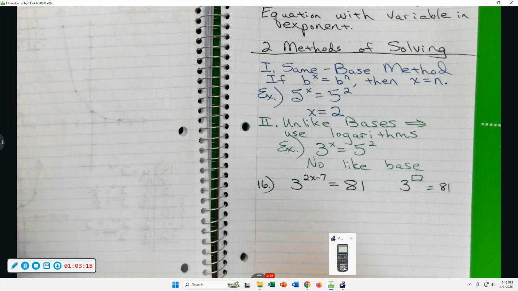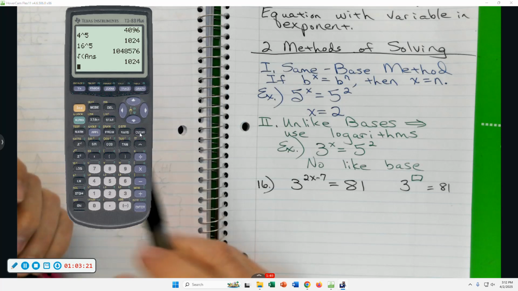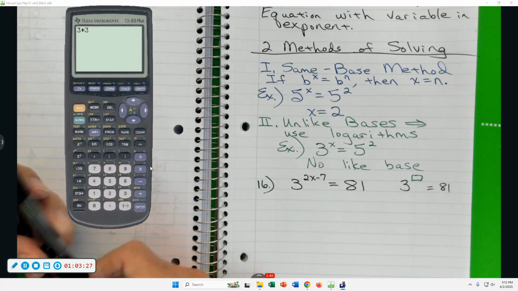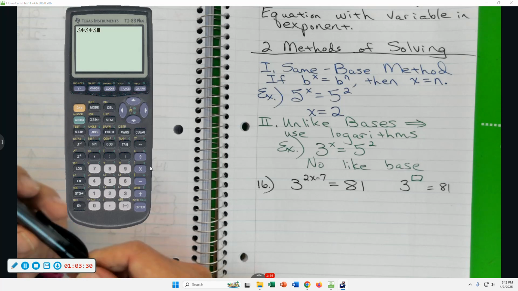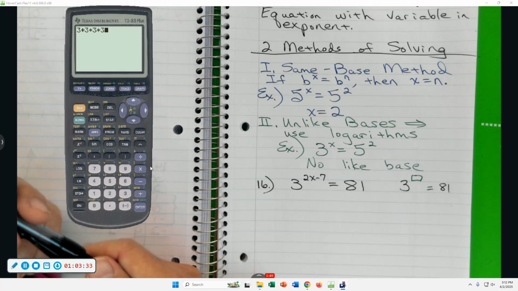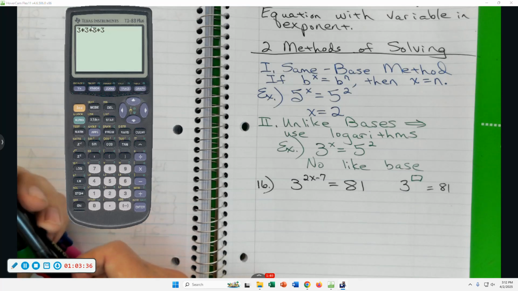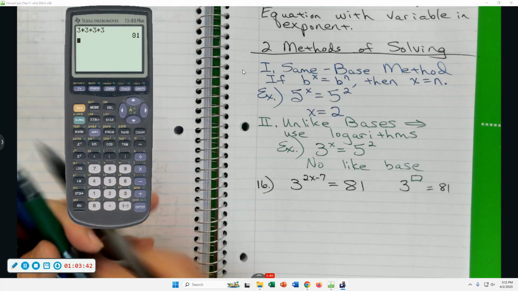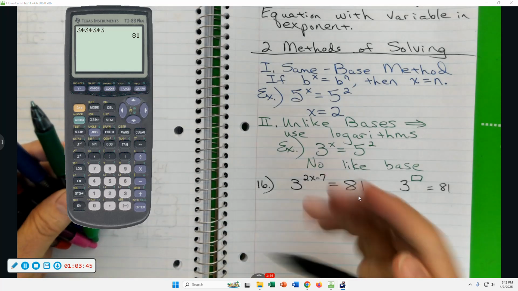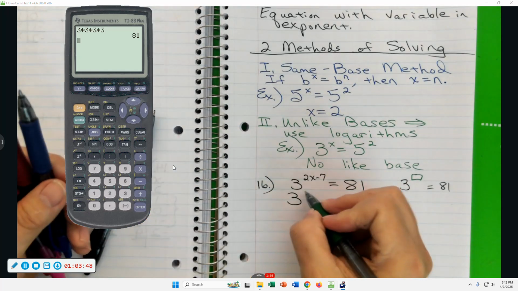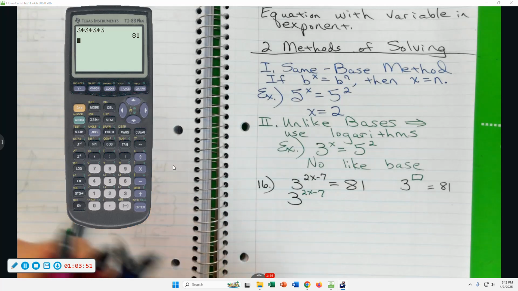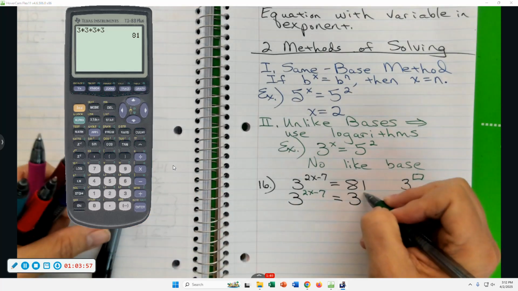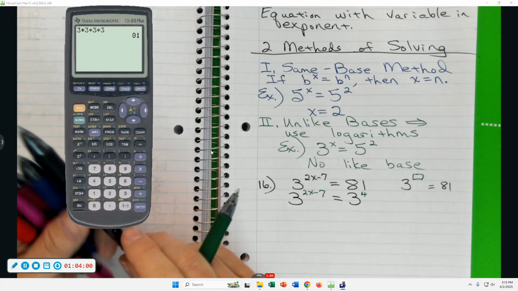Let's just start multiplying with the calculator. How many 3's do I need to multiply together to get 81? Well, 3 times 3 is 9. Times another 3 is 27. Times another 3. What about 4? Is that it? If we multiply 3 4 times, is that the same thing as 9 times 9? That should give it. There it is. So we can rewrite 81. We have 3 to the 2x minus 7 on the left. And on the right, 81, that's the same as 3 to the 4th power. Any questions on my logic there?